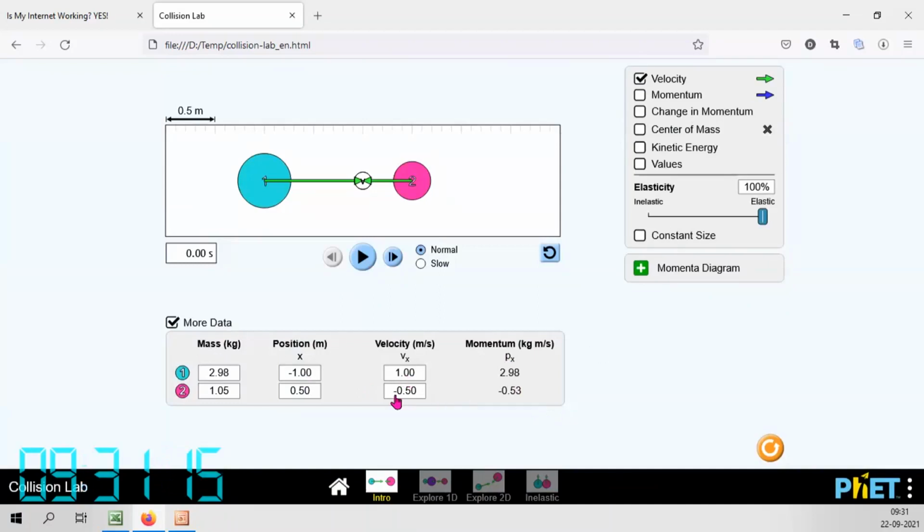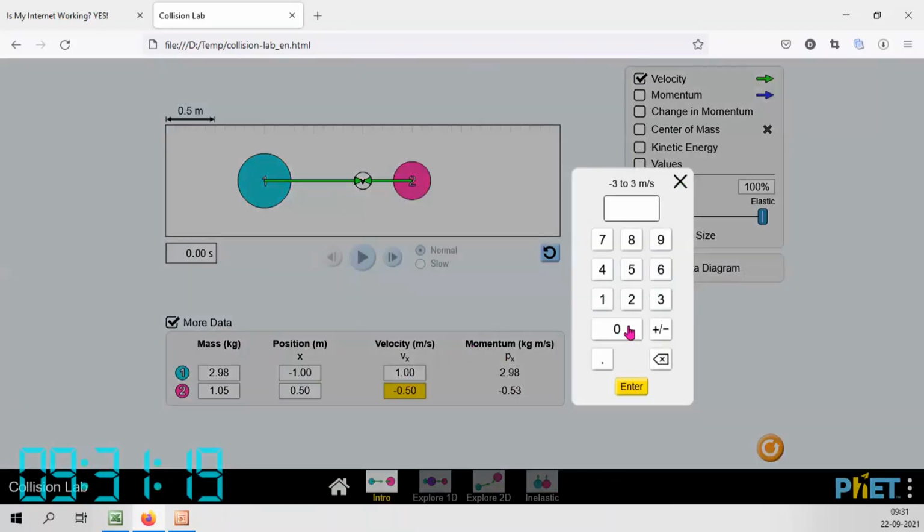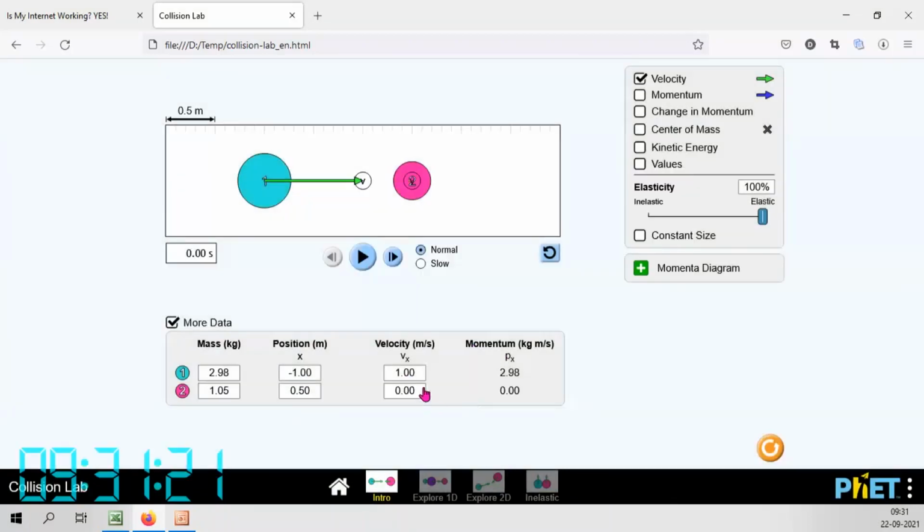Okay. Then initial velocity of the right ball, I'm keeping 0 always, keeping it constant. Actually, if you want, we can adjust it, but then the number of variables will increase, so 6 trials may not be enough. Then elasticity, you can keep 100%.